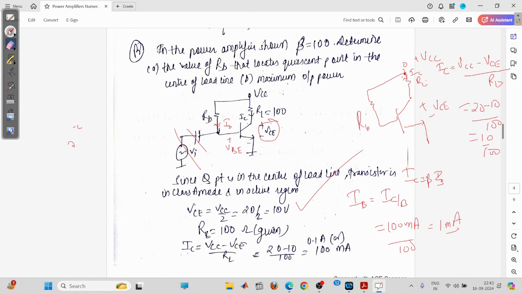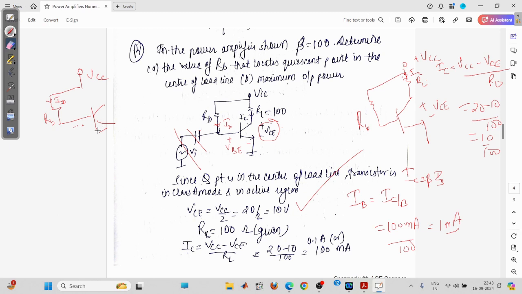You can see from the figure itself, this is VCE, and RB is connected between VCC and VBE. So take out this one portion outside. This is the RB value, and this one is VBE. The current which is flowing through RB is IB, no? The current which is flowing through RB is IB.